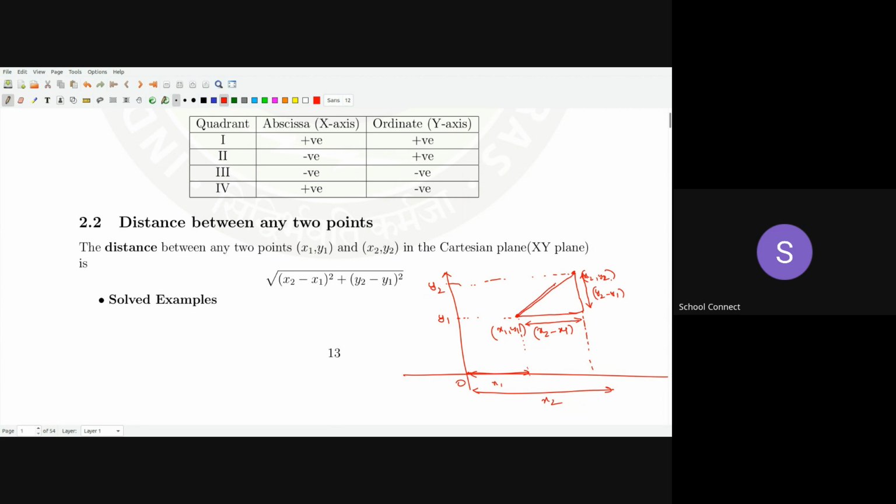Now this is the distance d. Now you see this is a right angle triangle, and we know for a right angle triangle, the hypotenuse square will be equal to the sum of squares of the other two sides. So d square will be (x2 minus x1) whole square plus (y2 minus y1) whole square. So we want d, we just want distance, we don't want d square. So you just take the square root. That's it.